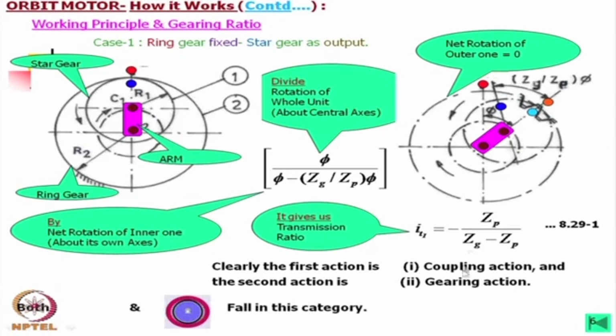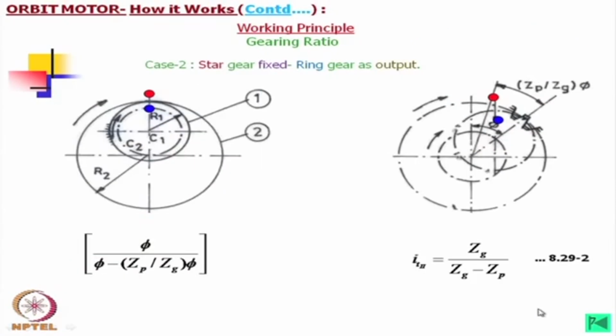There is another, okay, this what I have shown here, these two fall in the same category. Both the orbit motor and the harmonic drives fall in the same category. Now, another possibility is that we can keep the inner member fixed and the output is taken through the outer member.